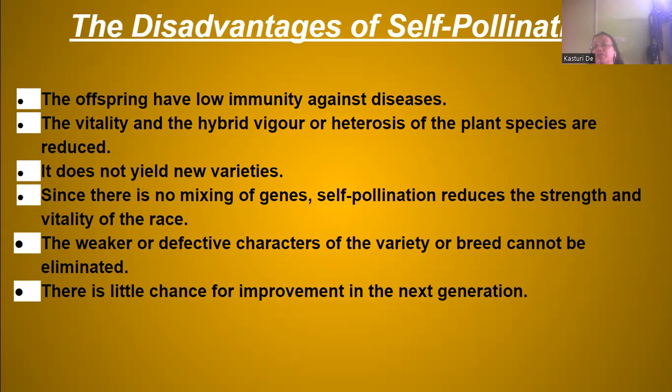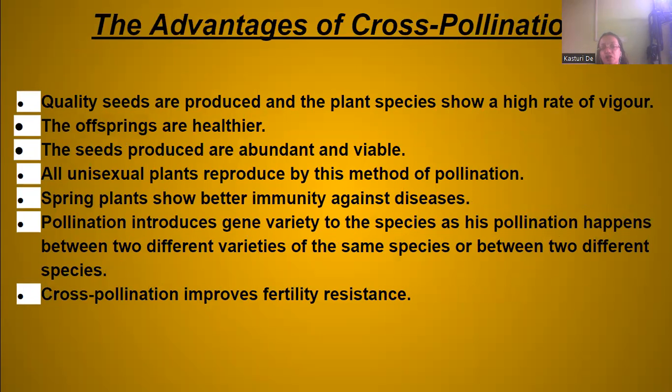If the breed has some weaker or defective characteristics, that will be carried on and will not be eliminated, and that will increase as the generations move on. That will reduce the immunity power, the vitality and vigor. There is very little chance for improvement in the next generation, because no new substances are being added in the characteristics. Then the advantages of cross-pollination.